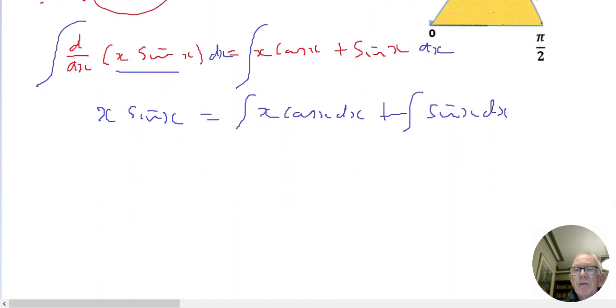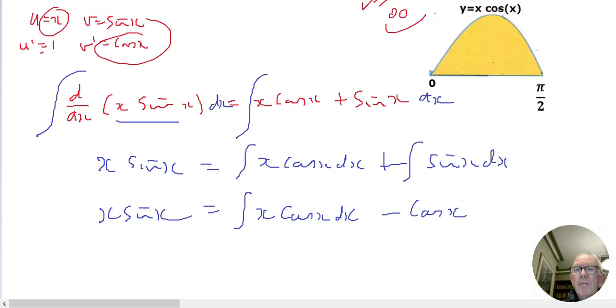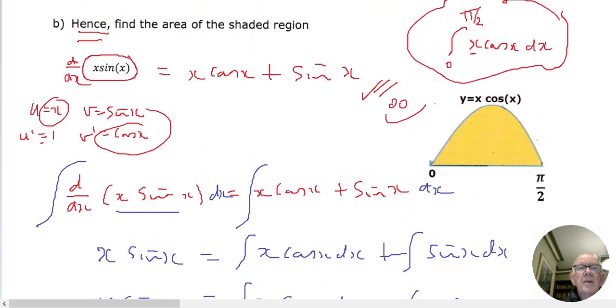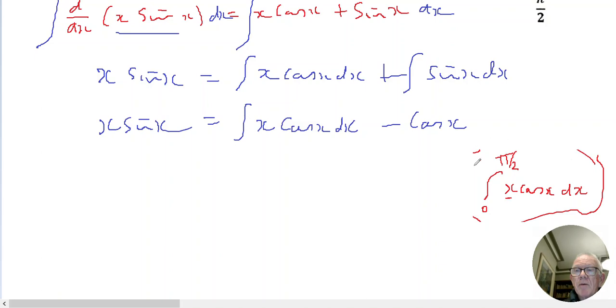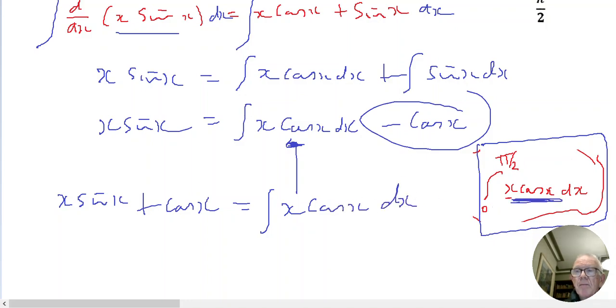Now I know that the antiderivative of sine is negative cos of x, and that's the antiderivative of x cos of x dx, and this is x sine of x. And I'm looking for this. So this is what I'm looking for, and I can see it there. So if I pick this up and move it to the other side, I would have x sine of x plus cos of x equals the integral of x cos of x dx, and that's exactly what I want.